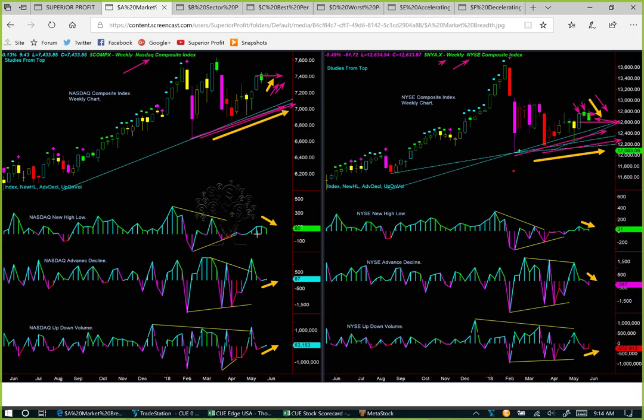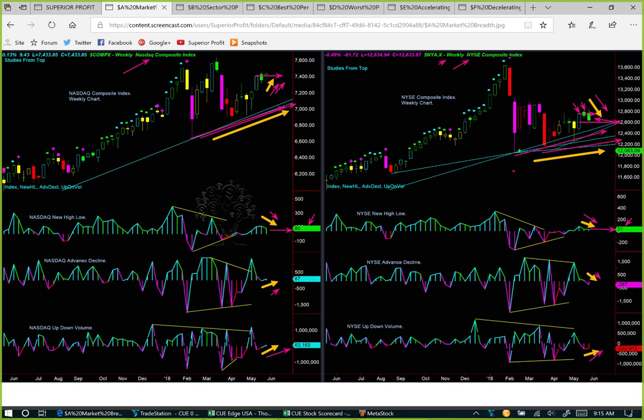If we look at the internals, there is a very mixed picture. New highs minus lows for both the indices declined, though both of them closed above zero. Not much above zero, very close to zero. The other four internals, advanced decline and up down volume, they also closed near zero. Some of them went up, some of them went down. The internals along with the candles show that there is not enough conviction in the market, either on the bullish side or on the bearish side. This may be a time to be cautious in taking swing trades.